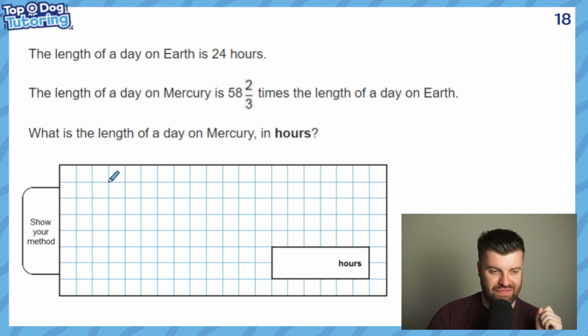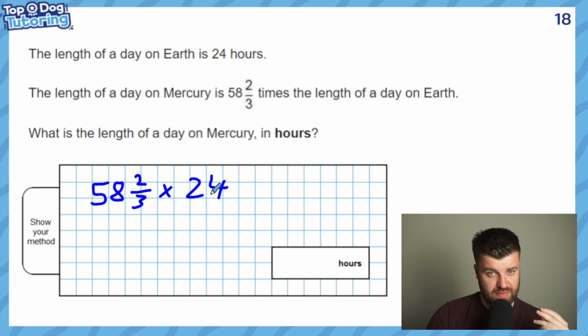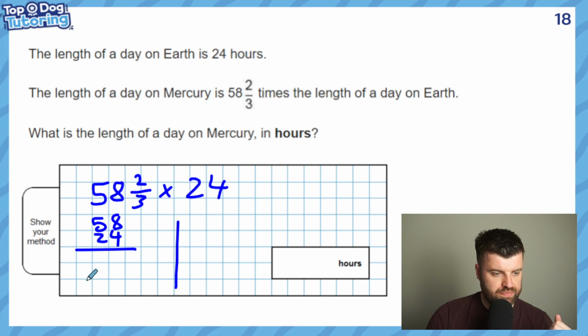Let's make people confused. 58 2/3. I forgot this last time. Multiplied by 24. Oh my goodness me. The best thing to do here is to split it. Let's do 58 times 24. 58 times 24 is going to be long multiplication.